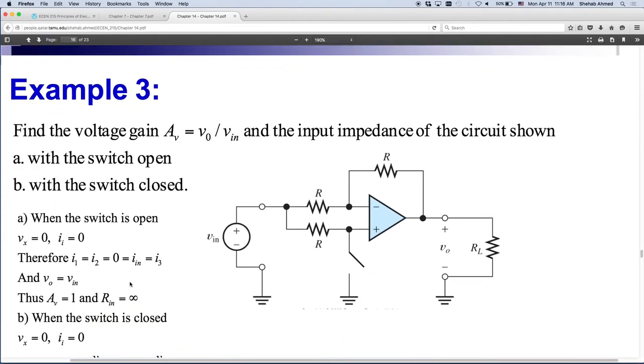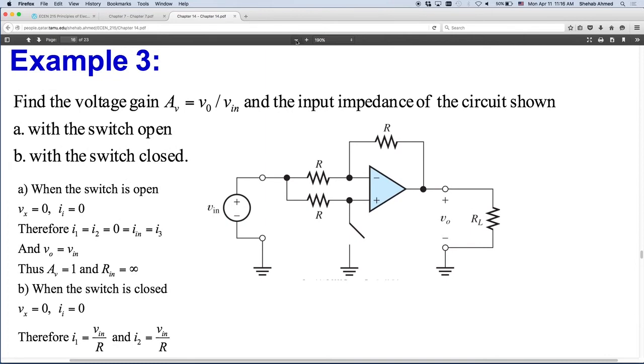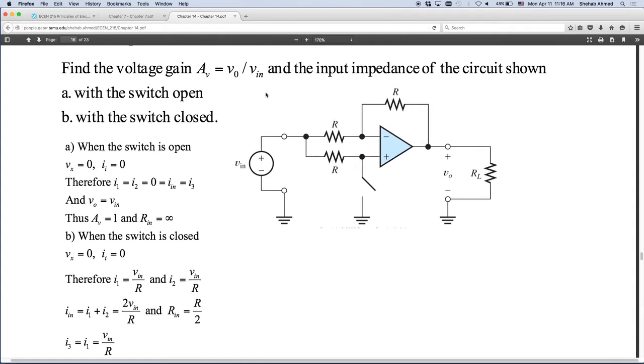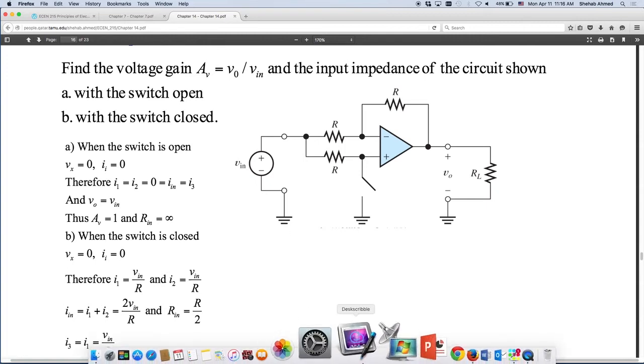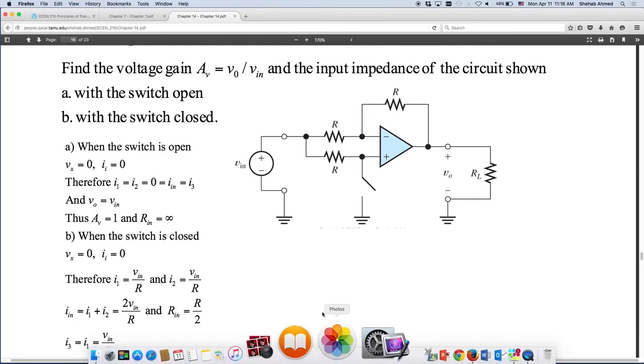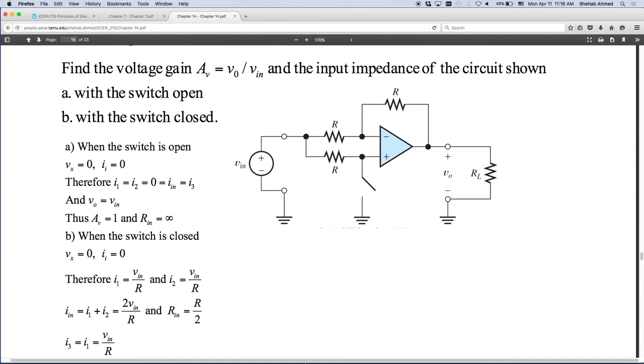So let's do a quick example. We have a circuit here, and they would like you to calculate the voltage gain of this circuit under two conditions: the switch open and switch closed. Okay. So can somebody help me? How do I go about this? This is the same non-inverting amplifier we did before, right?